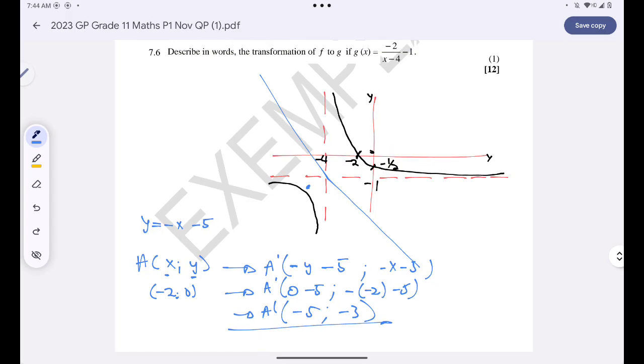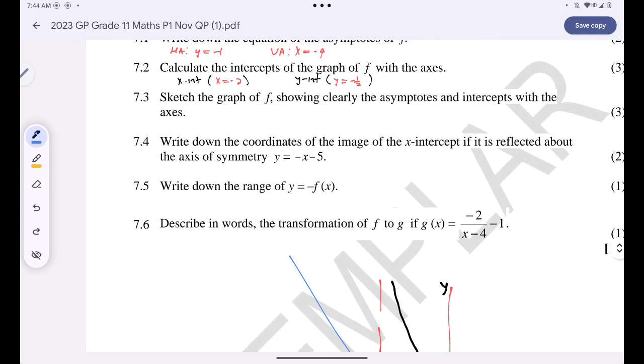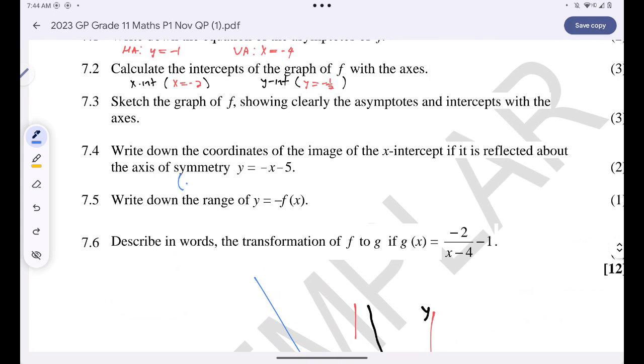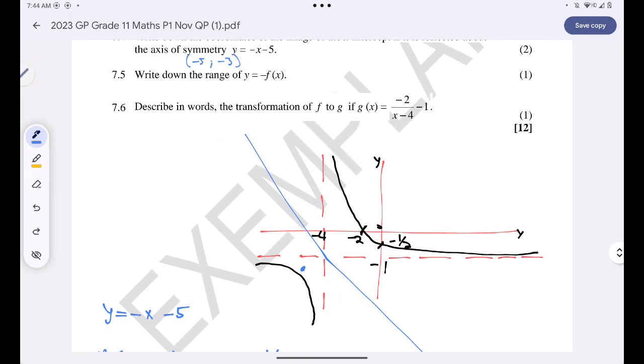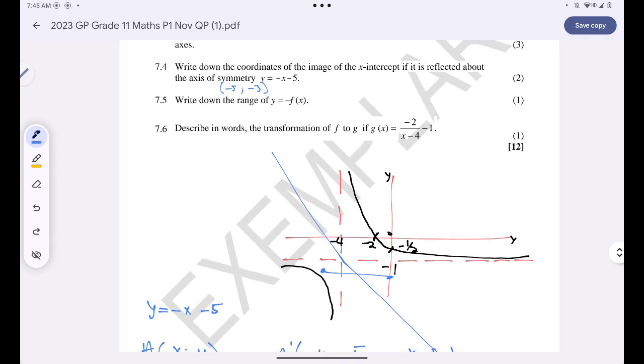So this will be my final answer over here, negative 5 and negative 3. I can see that negative 5 is right here and negative 3 is below negative 1. So those are the coordinates of the image of the x-intercept.